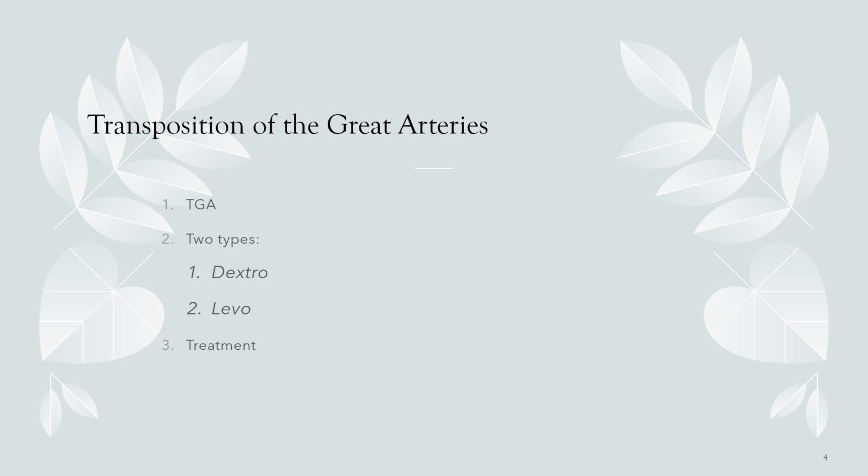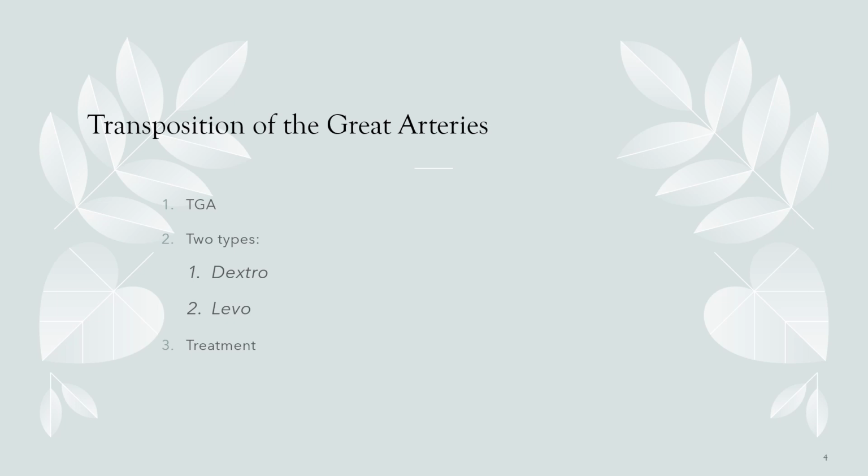Next, the systemic flow returns to the RA, then goes through the RV into the aorta, and then the body, and back to the RA again. And for the pulmonary venous flow, the blood returns to the LA, then to the LV, and into the pulmonary artery, finally into the lungs and into the LA again. So the takeaway is that this creates two independent parallel circuits instead of one cohesive unit.